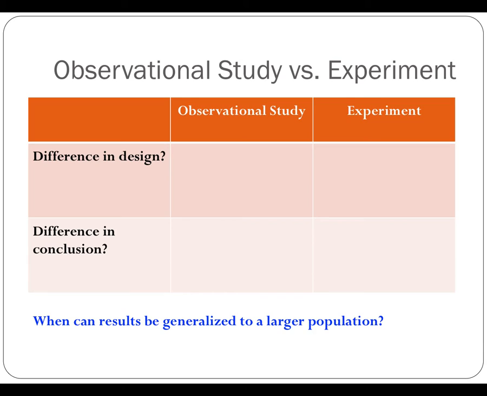So if you don't have a random sample, you have volunteers. So if you have volunteers, the results of your study only apply to those volunteers. So if you have an observational study with volunteers, that's pretty much useless. You can't generalize and you can't show cause and effect.